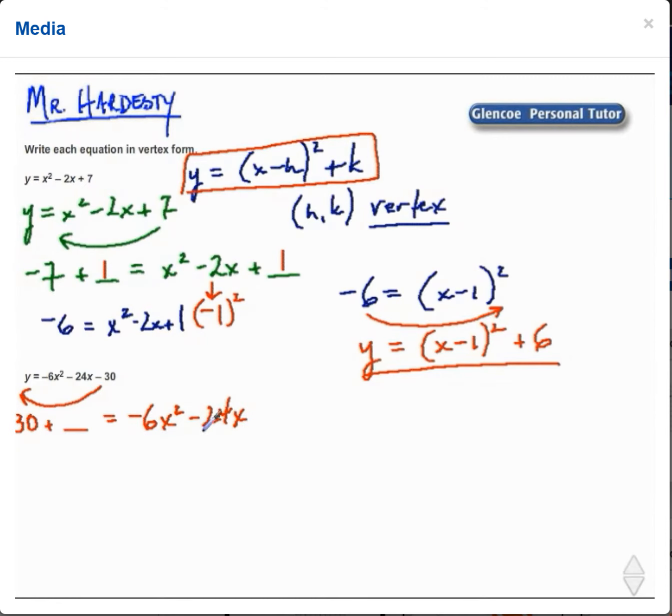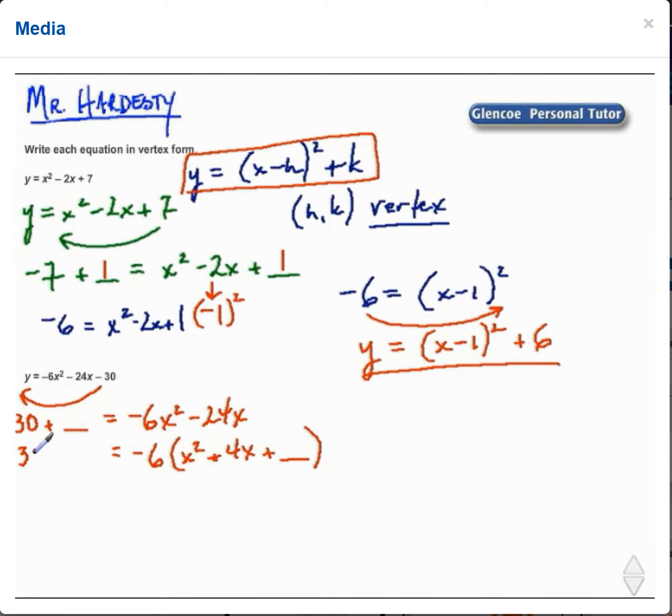Now, this is different from the quadratic, that is the trinomial that we were building up above, for we have a common factor that we want to factor out on this side first, and that common factor is negative 6. That'll leave us x squared plus 4x. Now, we can see that we'll build our perfect square trinomial here.